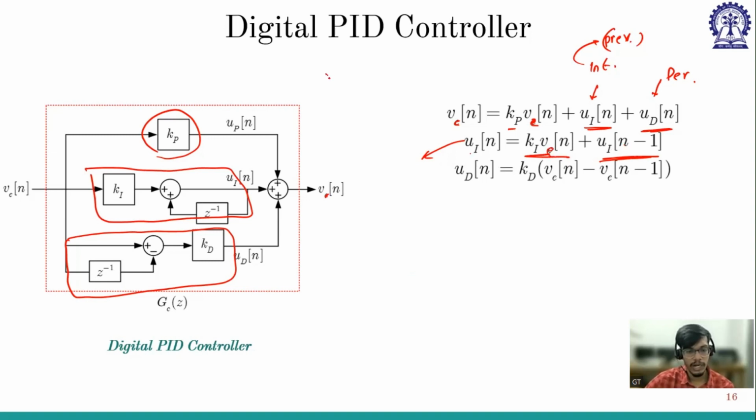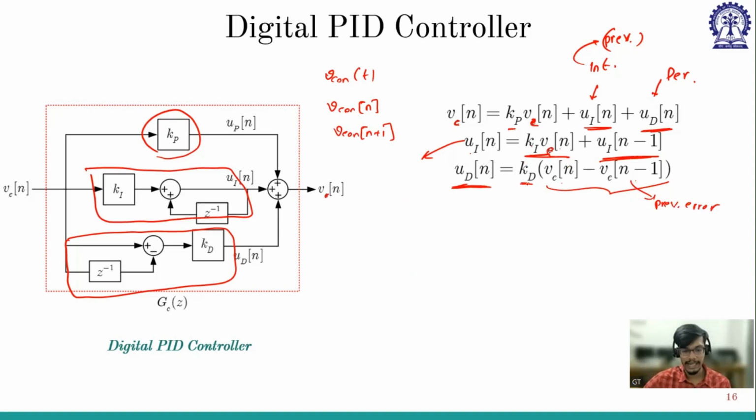Now we are going into digital. In analog you write V con of t, which varies with time. But in digital, we write V con of n. At the nth instant, what is V con? At the n plus 1th instant, what is V con? We write in terms of n and n minus 1 or n plus 1. As the integrator has the previous term, it will be Ki into present error plus previous Ui of n minus 1. Now, what does the derivative do? It takes the error difference, present error minus previous error. This is how digital PID works.